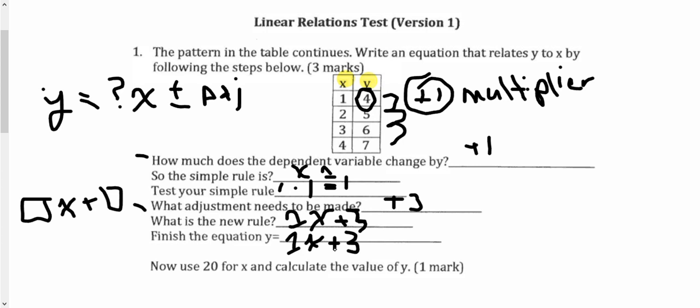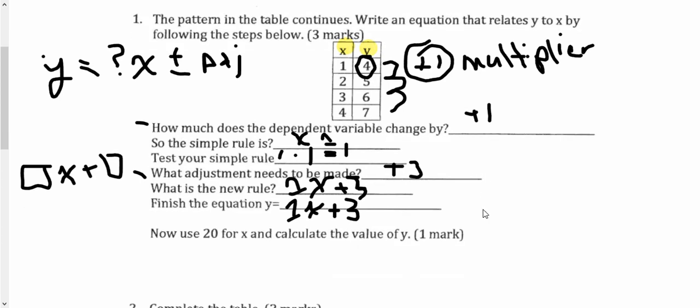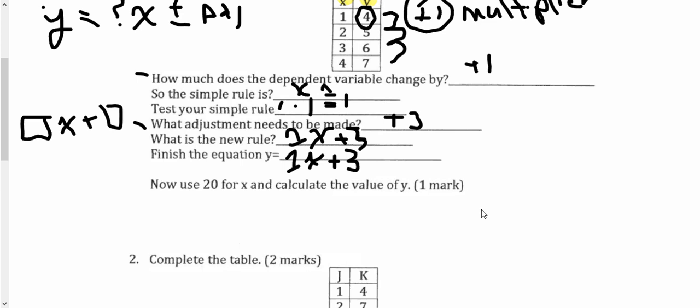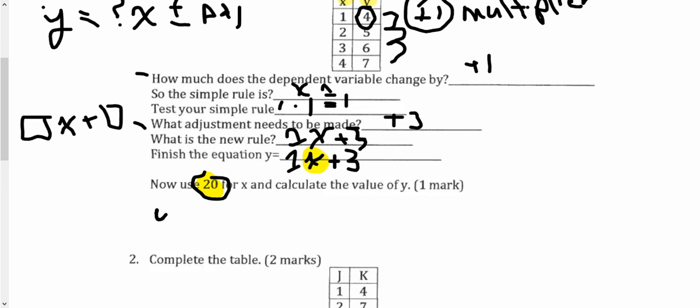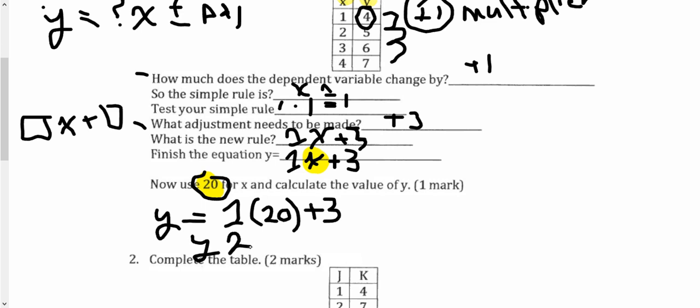Y is equal to 1x plus 3. Okay, now the next part says, now use 20 for x and calculate the value of y. Well, what does that mean? So we're going to take this 20 and put it in for that x, and then just do the math. So y is equal to 1 times 20 plus 3. Well, 1 times 20 is 20 plus 3 is 23. And we're done.